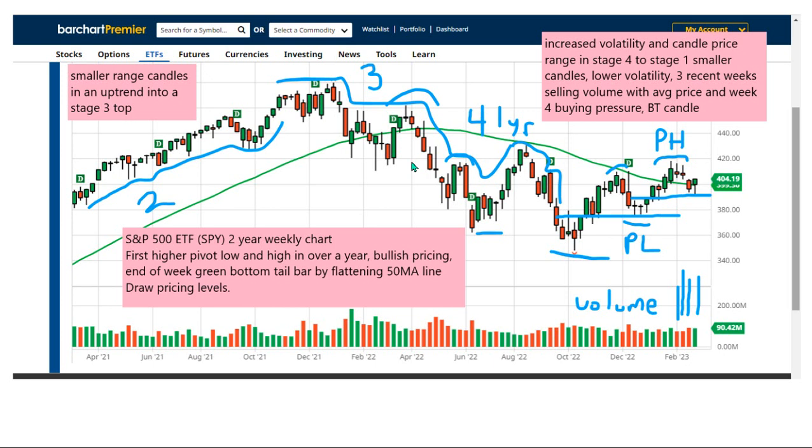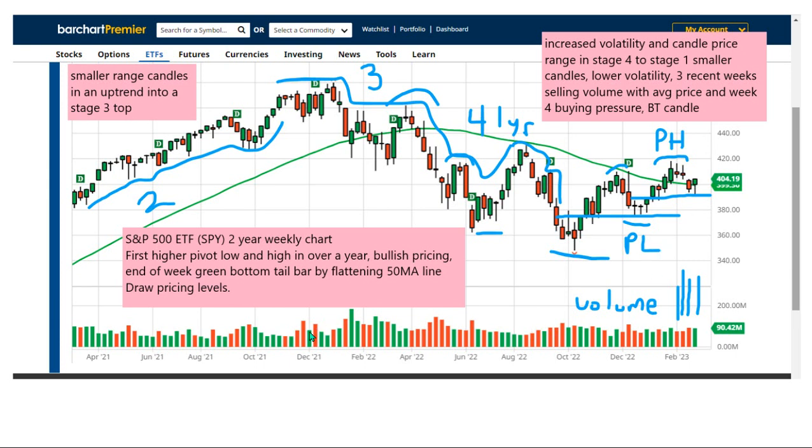Okay. We can also see this green line, which is the moving average, where price trended down below this moving average, and now price kind of went through the moving average and pulled back. So that's also kind of bullish to neutral.